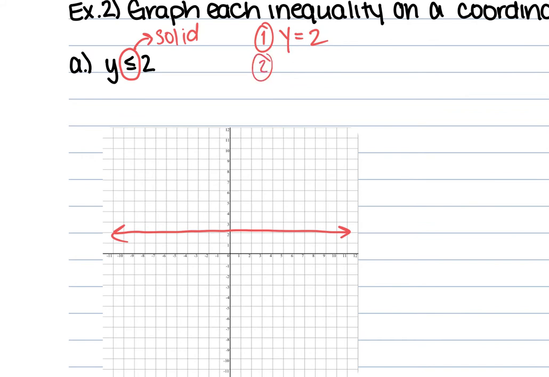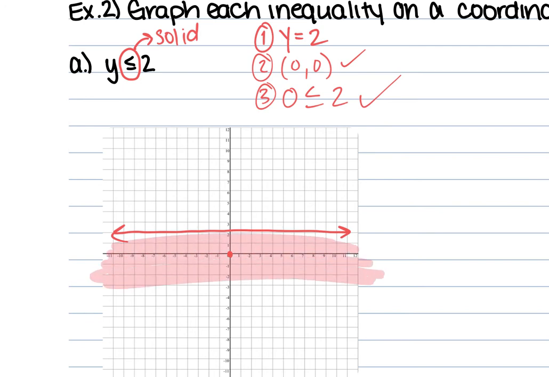Step number 2, check if 0, 0 is okay to test. Does our line go through the point 0, 0? No. So it's good to test, okay? So we can test 0, 0. And then the third step is plug it in. If we plug in 0 for y, does that give us a true statement? Is 0 less than or equal to 2? Yeah. So if we prove that 0, 0 is a solution, we're going to shade the side of the graph that includes 0, 0. So shade the bottom. All of the bottom, okay?